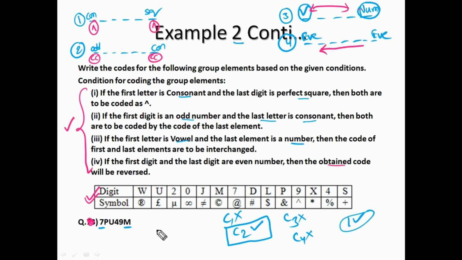Okay, right. Here condition 2 is following. According to condition 2, whatever the last consonant may be, we have to write that consonant's code for the first and last place. What is the last consonant? M. What is the code for M? Copyright. Write it in the first and last place. And what about the remaining? Code them as it is. P, ampersand; U, pound; 4, percentage; and 9, the code is cap. So this is the answer, right?